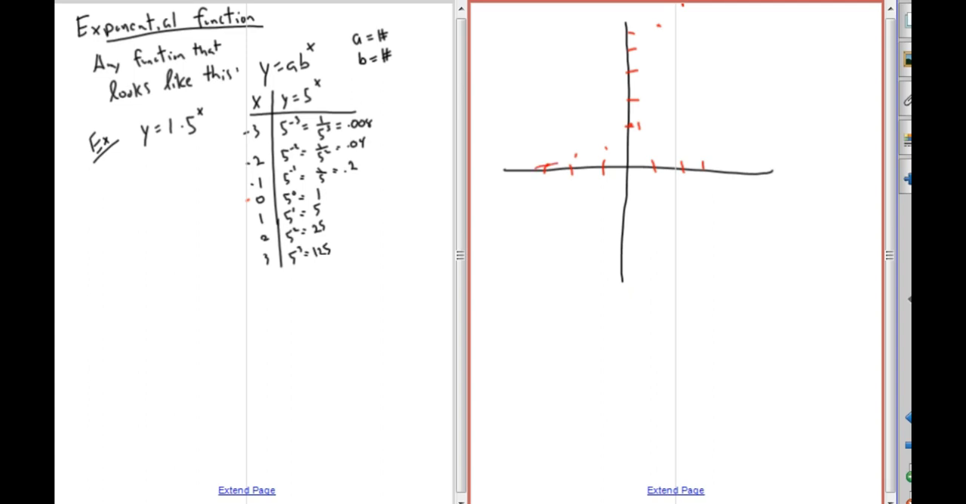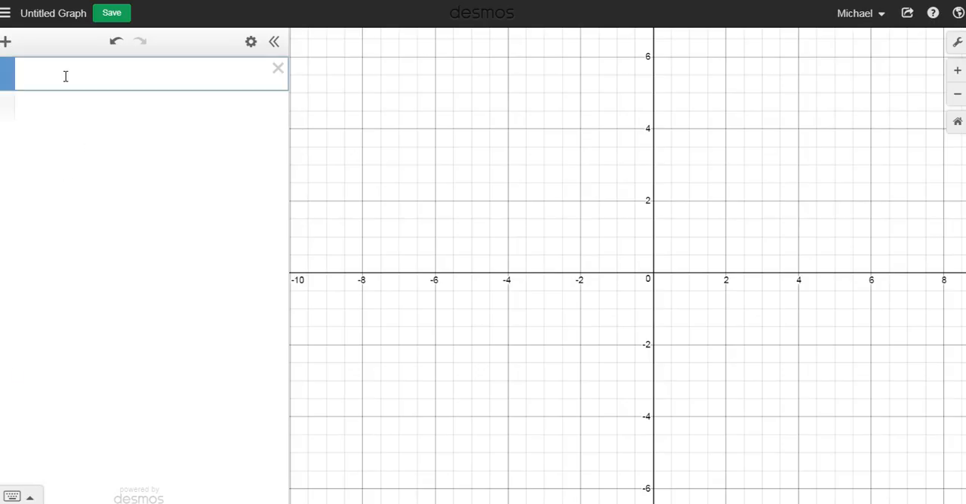And if we draw this, it looks really steep here, and then it gets really close down here. Notice this graph never actually touches the x-axis. It gets closer and closer and closer and closer, but never actually touches it. So there's a horizontal asymptote right there. I'm not going to draw that on here, but that's something to note.